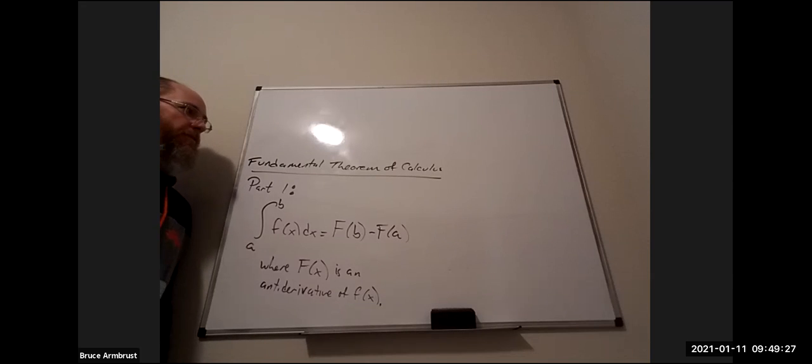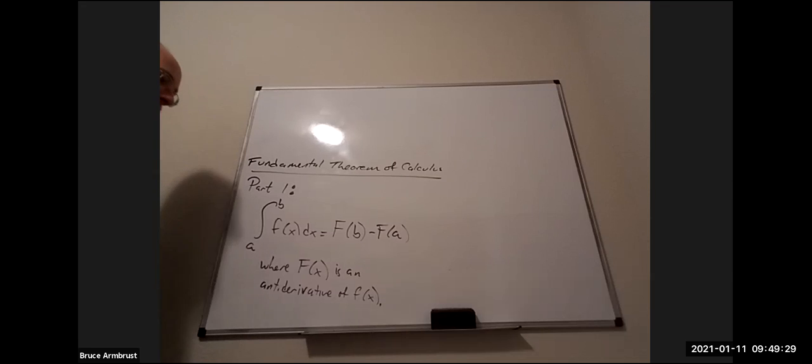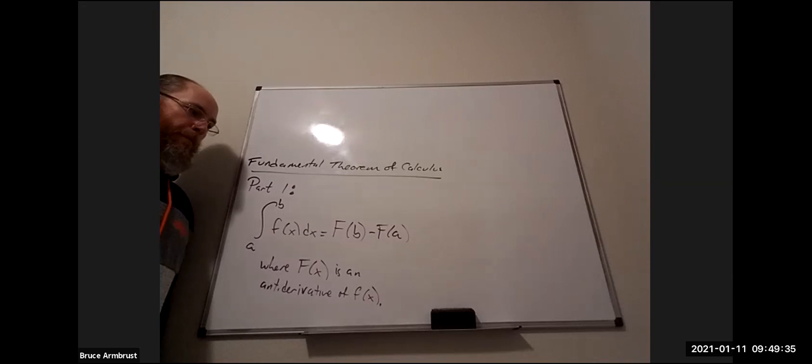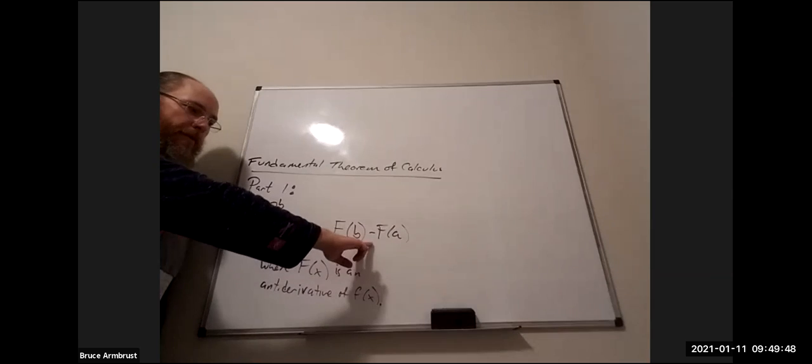All right, so here's the first part of the fundamental theorem of calculus. It just says that if you want to integrate, what you can do is just find the antiderivative, or find an antiderivative, doesn't matter which one, and evaluate that antiderivative at the endpoints, and then subtract.